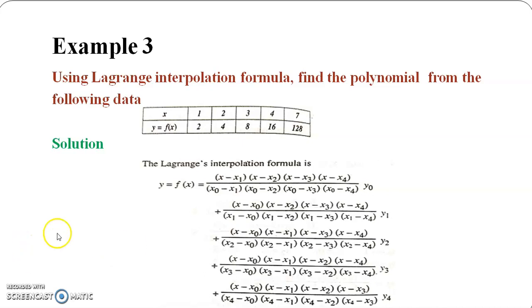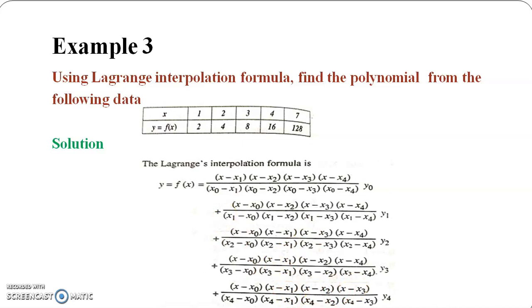Same problem, but here we have 5 data: x0, x1, x2, x3, x4. Therefore, the Lagrange interpolation formula can be written like this: y0, y1, y2, y3, y4. Starting from 0 to 4, we have 5 values here. Leave x0 for the first one, leave x1 for the second one, leave x2 for the third one, likewise. Okay. First construct the Lagrange interpolation formula.